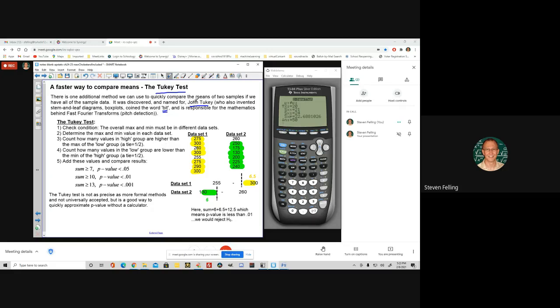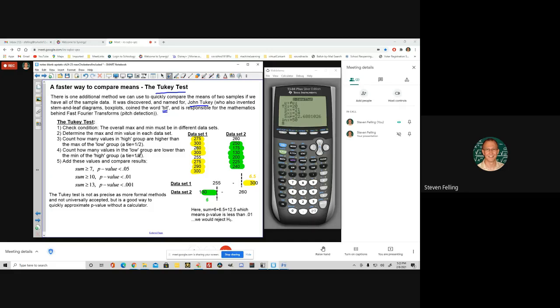But anyway, he said, you know what, this is a lot of trouble to go through when I can sometimes just look at the data and say, on average, this is much higher than this. So can we just get an idea of what the p-value would be without having to go through the whole thing? You're never allowed to do this on the AP test as your formal way to do a hypothesis test, but it's a quick way to get an idea.